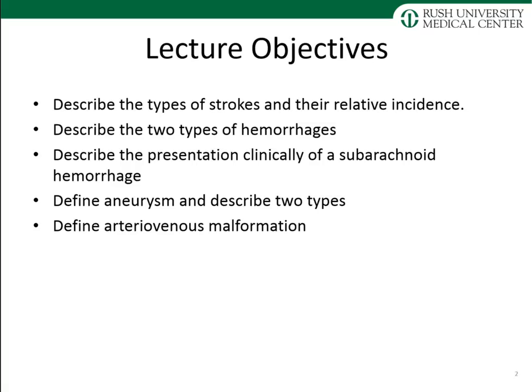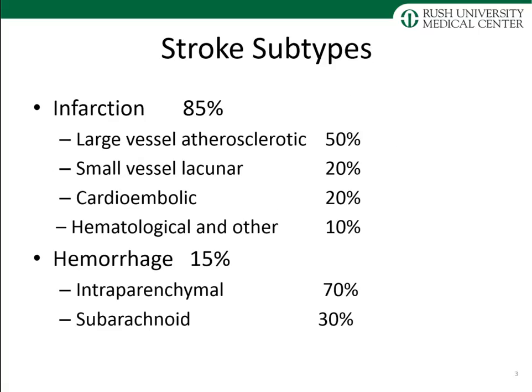You want to be able at the end of this to describe the types of strokes and their relative incidence, and this is of course an objective of the prior lecture on ischemic stroke. You want to describe the two types of hemorrhages, describe the presentation clinically of a subarachnoid hemorrhage. You need to be able to define the term aneurysm and describe the two types that you will need to know in this block, and you need to be able to define an arteriovenous malformation.